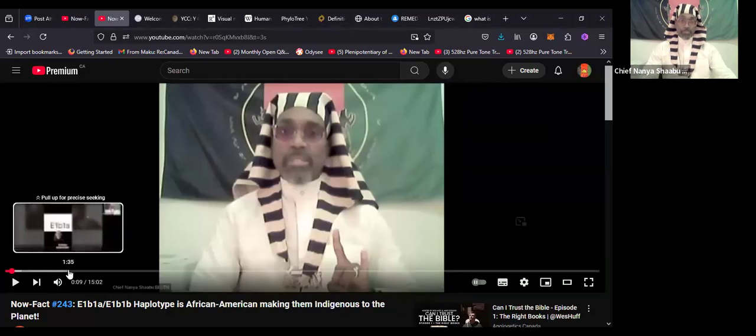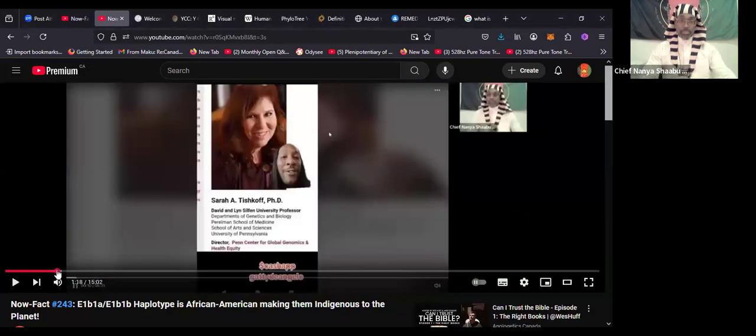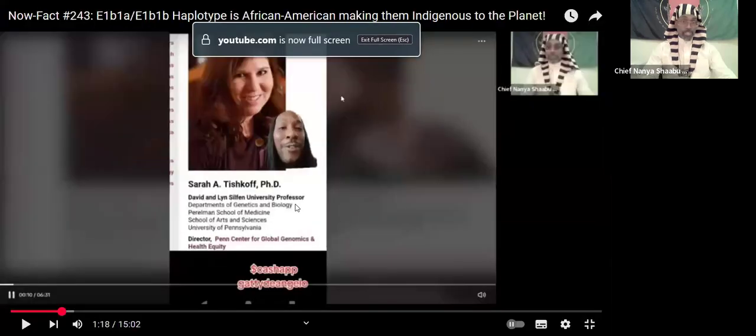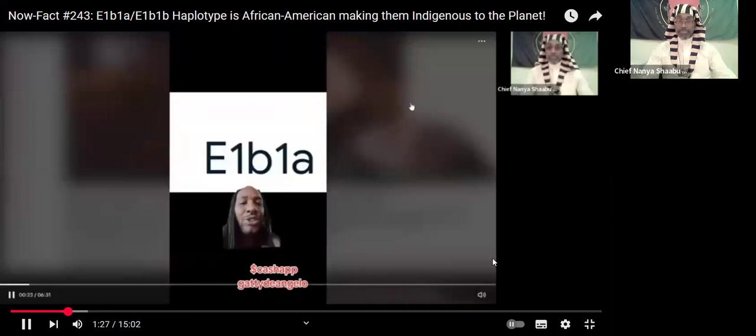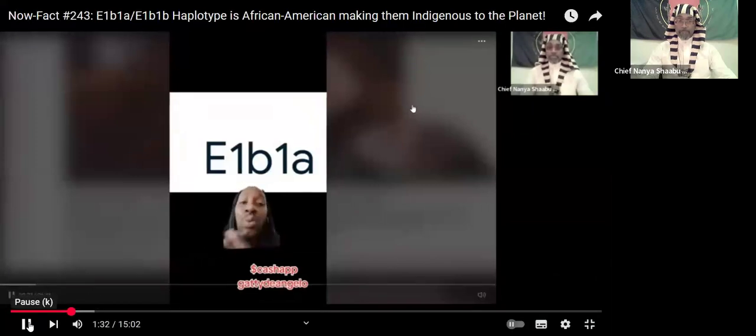243, where this was Sarah A. Tishkoff, PhD. So this lady, Sarah, she worked for the University of Pennsylvania, and her colleagues coined this so-called blood type of us back to Adam. But it's not a blood type. It is a genetic marker, E1B1A, and it goes more deeper than what you are about to find out.